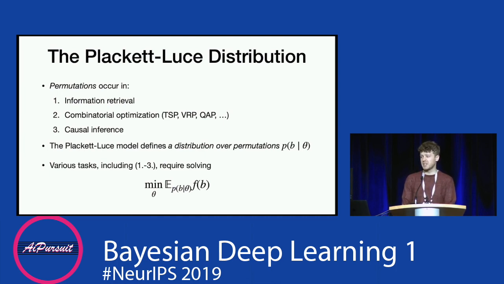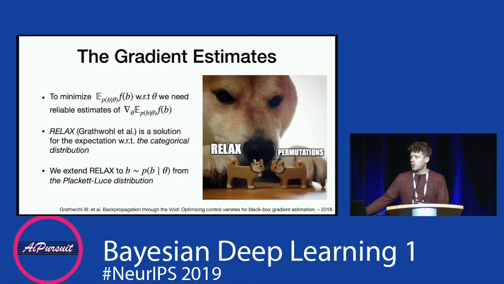And the Plackett-Luce distribution is a simple distribution over permutations. And for those tasks, for approximate inference or for variational optimization, we may need to optimize an expectation over this distribution with respect to parameters of the distribution. And how would we do this in the case of Plackett-Luce distribution? Well, a way to go is to use stochastic gradient descent, but to use it effectively, we need low variance gradient estimates.